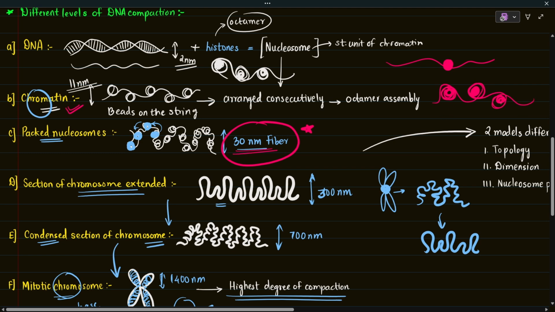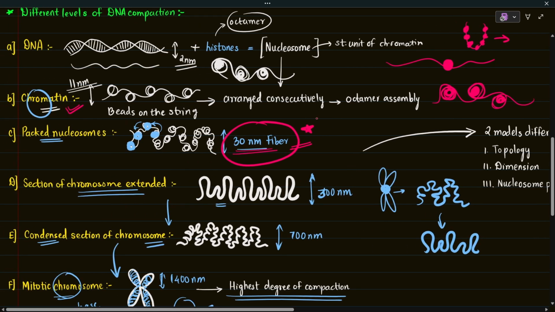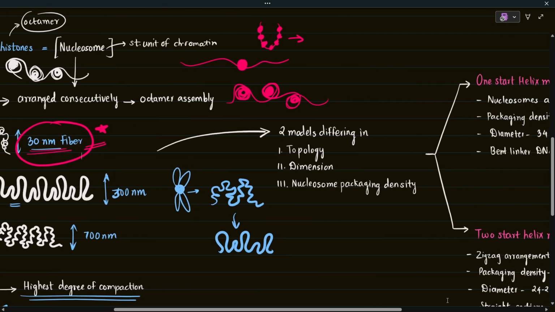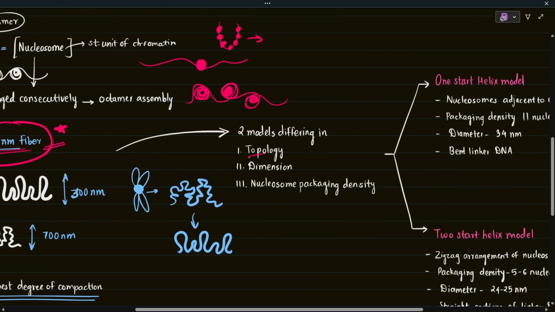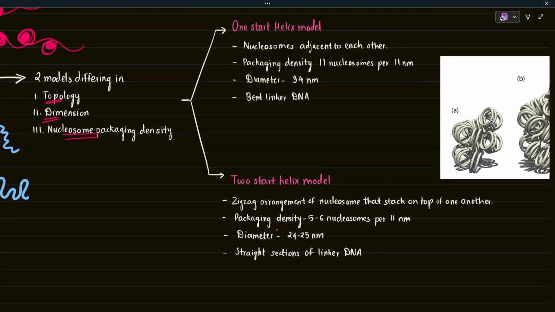Now these beads on the string, assume it like a necklace which has a lot of beads on it. Okay, and now you have to wind this necklace to a further degree of compaction. So the scientists, researchers gave two types of models for this binding. Okay, at 30 nanometer level of folding, they gave two models. Those two models differed in topology of the DNA, dimension of the DNA, and nucleosome packaging density. So those two models were one start helix model and two start helix model.